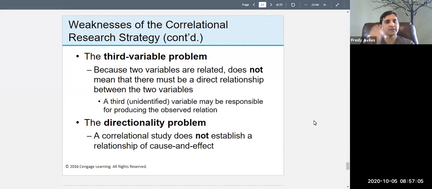So let's define some of these other weaknesses. The third variable problem is basically that because two variables are related, that doesn't mean that there's a direct relationship between the two variables. So maybe intelligence is related, let's say, to income. There's a relationship there. But there's probably a third variable that affects the relationship between those two things. There's a third unidentified variable, probably something we can call privilege, right? That is responsible for producing the correlation that you see.